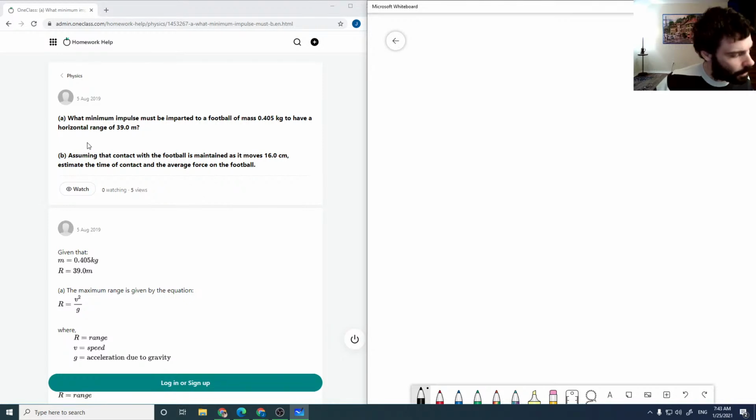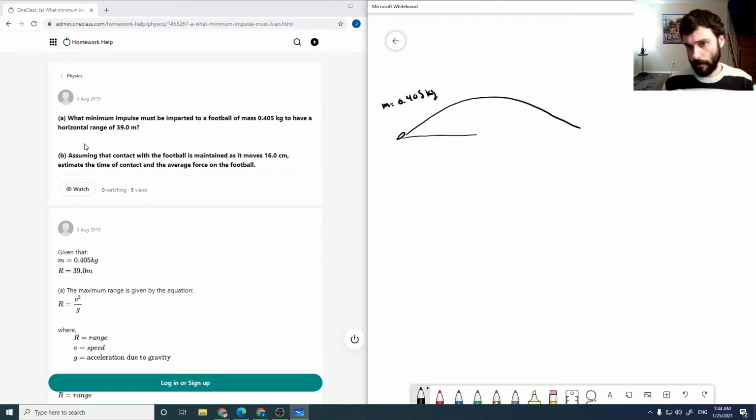Okay, so now we've got a football, and it's asked what minimum impulse must be imparted to a football of mass 0.405 kilograms to have a horizontal range of 39 meters. Okay, so we have to kick it such that it goes at some velocity and some angle to get out to 39 meters. And it asks what minimum impulse.